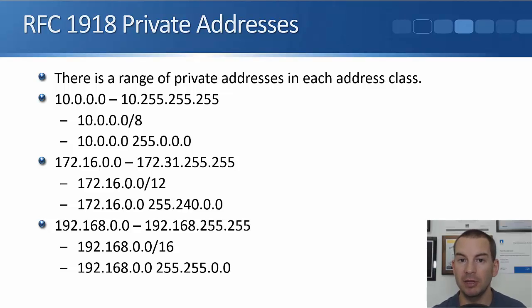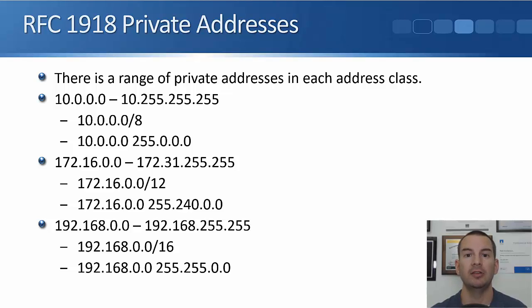And the class C range of private addresses is 192.168.0.0 to 192.168.255.255. So the class C range uses, again, it's not the default mask, it uses a /16, which is the normal default mask for a class B network. Okay, so those are the three ranges of private addresses.